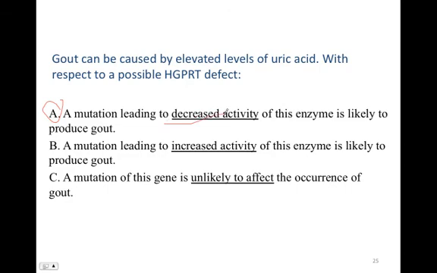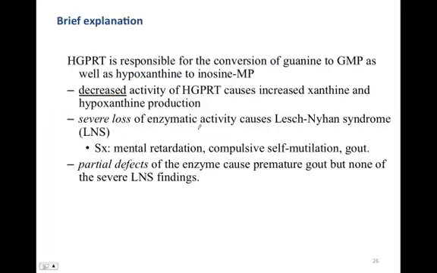Decreased activity of HGPRT can lead to a decrease in the recycling of guanine and inosine, contributing to gout. This is summarized again here. HGPRT is responsible for the conversion of guanine to GMP and hypoxanthine to inosine. Decreased activity causes increased xanthine and hypoxanthine production.